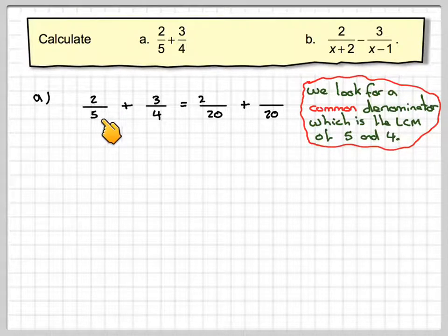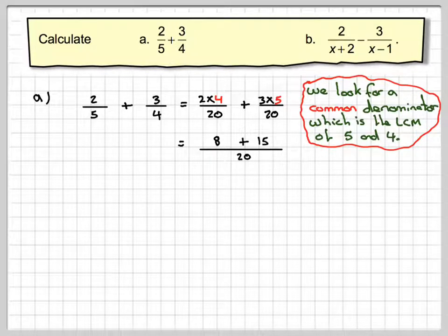Now this 5 has been multiplied by a 4, therefore this 2 must be multiplied by a 4 in order not to change the meaning of the fraction. And then this 4 has been multiplied by 5 to get 20, so we need to do the same to the 3. 2 times 4 gives me 8. This is now a common denominator, plus 3 times 5, which is 15. 8 plus 15 gives me 23 over 20.